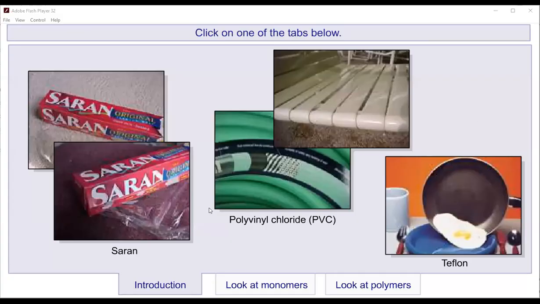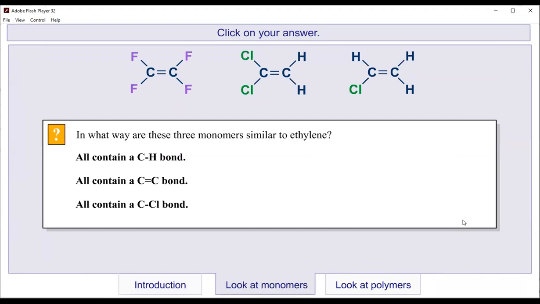So this is just some of the 60,000 types of synthetic polymers that we have. So taking a look at the monomers, and basically trying to test yourself, here is how are these 3 monomers similar to ethylene? Remember, ethylene was the starting monomer that we looked at in the addition polymerization reaction. So ethylene is 2 carbons with a double bond and then 4 hydrogens. So these all are similar.